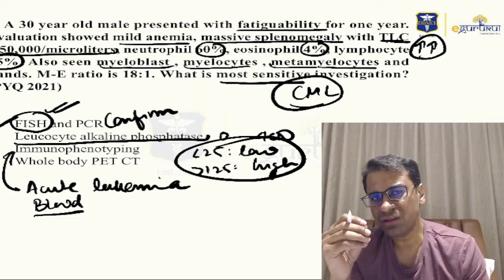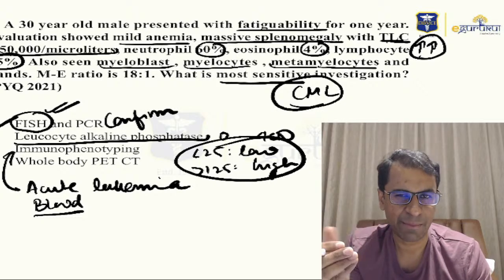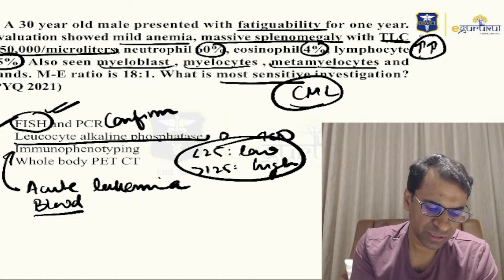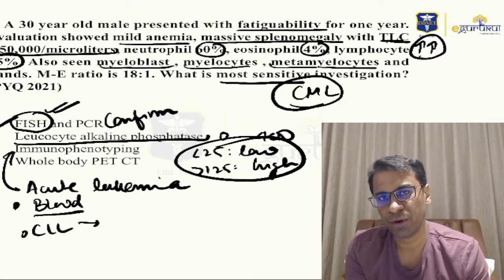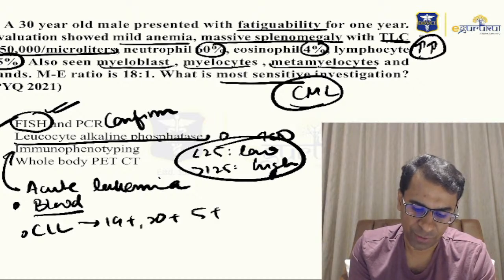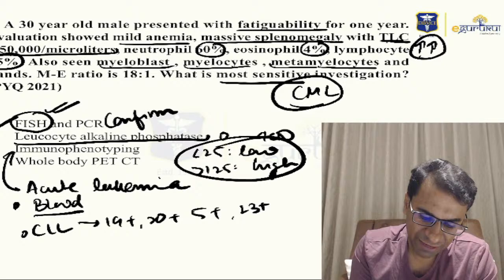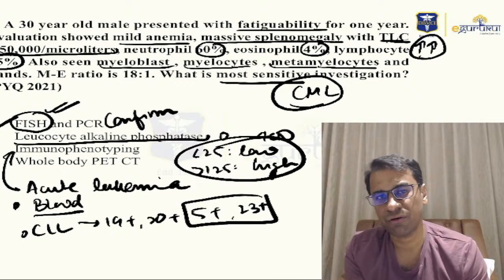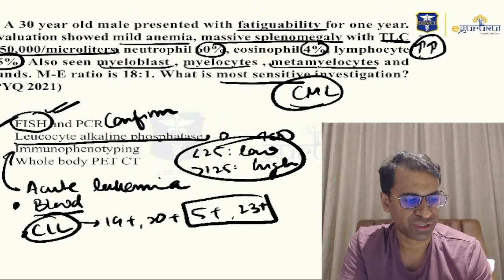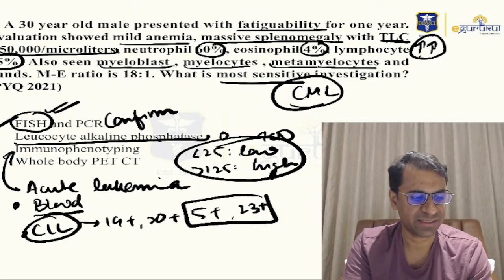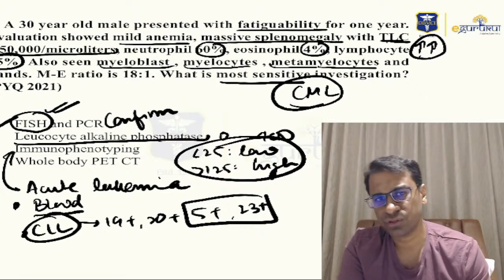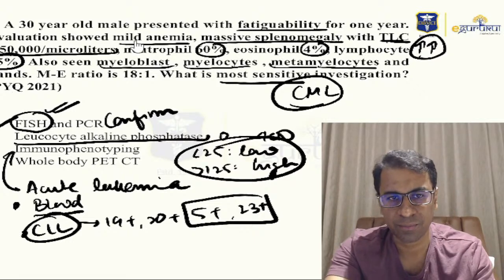Now, often the role of IPT in CML is very limited. You can use IPT in acute leukemia. You can also use this in CLL. I hope you remember the CLL has CD19 positive, CD20 positive, CD5 positive, and CD23 positive. The moment you get CD5 and CD23 together in a case of tumor, you should always and always mark chronic lymphocytic leukemia, CLL.